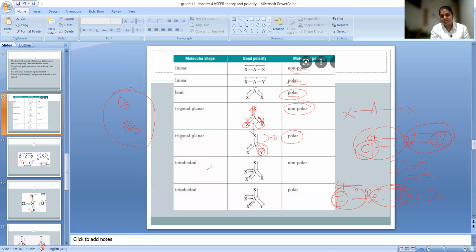Now let us see the case of tetrahedral. Here also all the bond dipoles will cancel each other because all the atoms attached are the same, so the dipole moment is equal to 0 and it is non-polar. But here one different atom is there, so the dipole moment is not equal to 0 because the bond dipoles do not cancel. In all these cases you can see there is a polarity in the bond. Even though the molecule is non-polar, the bond is polar, because there is a difference in electronegativity between the atoms. Clear?